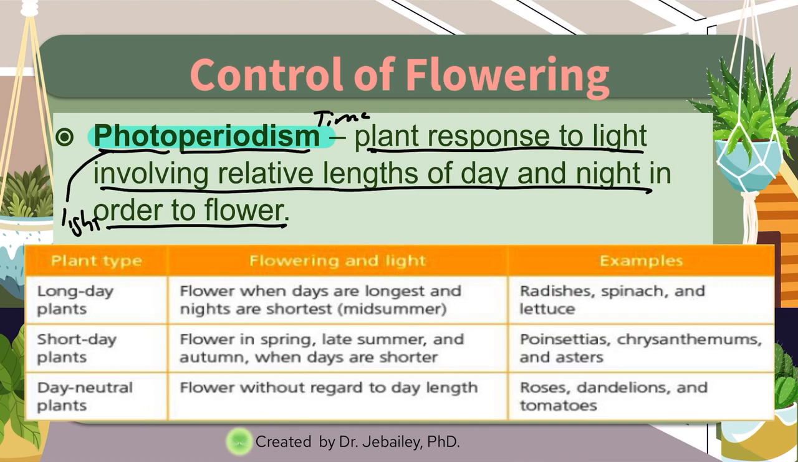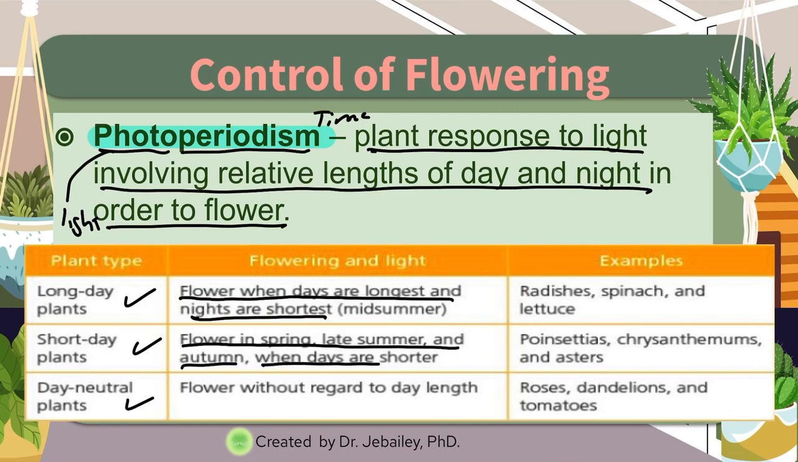With that, we have three types of plants. We have the long day plants, the short day plants, and the day neutral plants. Long day plants flower when the days are longest and nights are shortest. Short day plants flower in the spring, late summer, and autumn, where the days are shorter. Day neutral plants flower without regard to the day length. Here are some examples for long days, such as radish and spinach. For the short days, we have all these ones, and for day neutrals, we have all these ones.